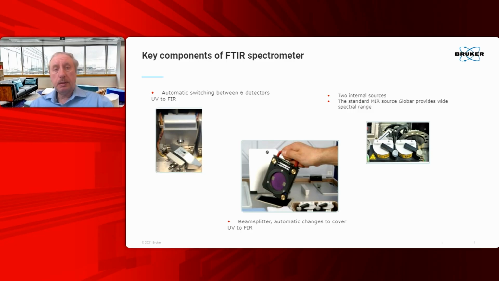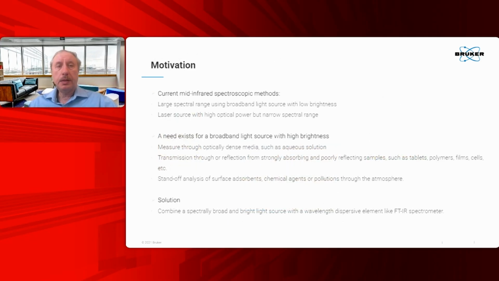So what are the major difficulties with the sources? Well, the current mid-infrared spectroscopy methods use a broadband globar, as already mentioned. That globar has existed for 60 plus years and is basically still the same. There are not many advances. The reason is that physics prohibits it. You cannot make a source brighter by just going to a higher temperature, because you also shift the spectral range of the source. What is also available now is laser sources, which sometimes have high optical power, but a narrow spectral range.